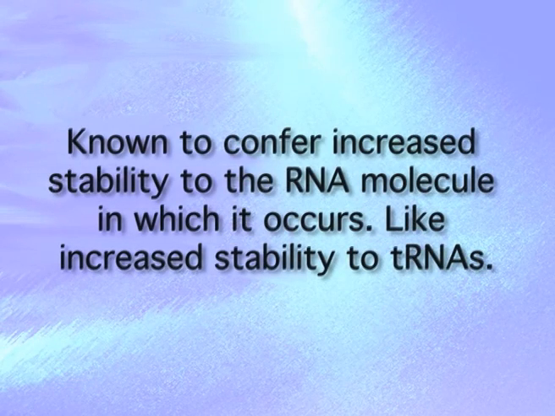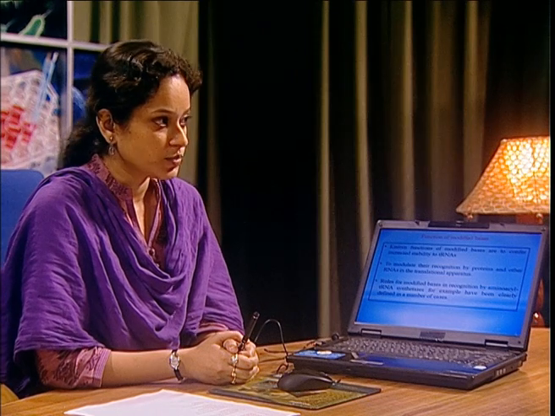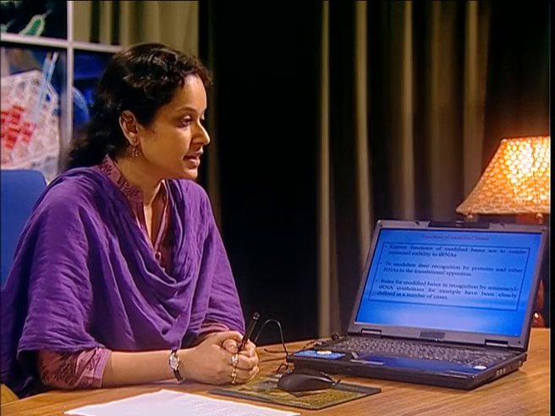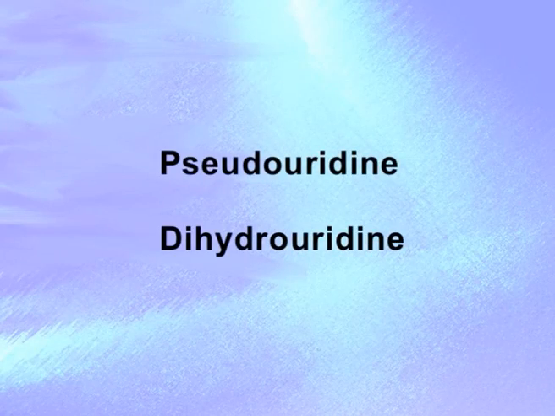What are the functions of modified nucleosides in a living cell or in an RNA? The first function is that they are now known to confer increased stability to the RNA molecule in which they occur, like increased stability to tRNAs, because we know that tRNA contains pseudouridine and dihydrouridine. So it produces stability.